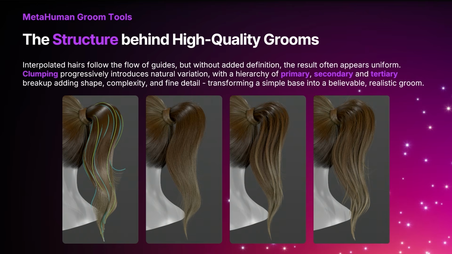Let's take a closer look at clumping, for example. As we see, guides give us the overall flow, as you can see on the left. But the interpolated hairs on their own can feel a bit uniform and artificial. To answer that in an efficient way, we use an advanced clumping hierarchy setup made of primary clumps for the mass, so the big clumps, secondary clumps, smaller clumps for breakups, and tertiary clumps for fine detail, flyaway things, etc. Clumping breaks that uniformity, adding the structure and the natural breakups we see in real hair.